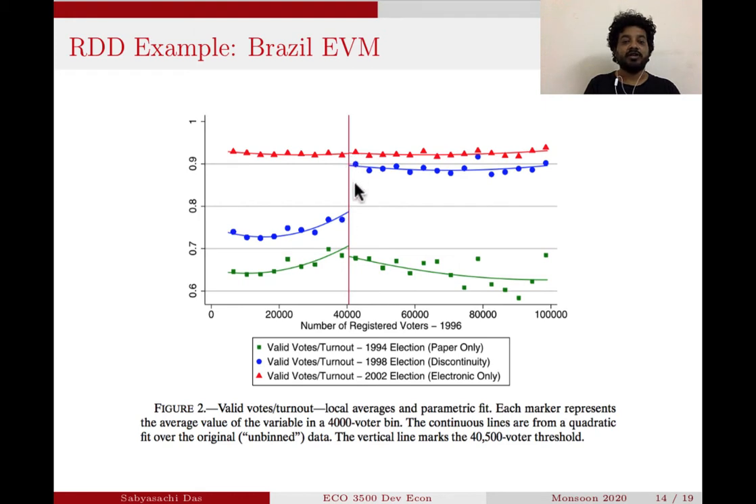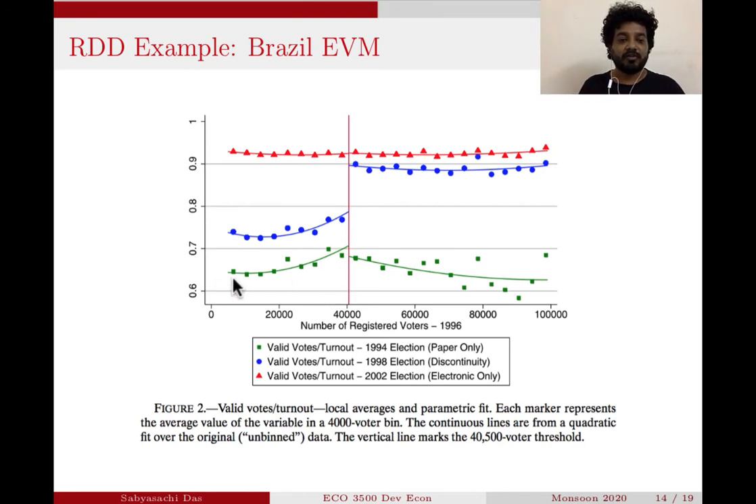This discontinuity in the outcome variable can be attributed to the treatment, which is the EVM in this case. So the EVM increases valid vote percentage from, say, close to 80 to 90. So about, at least, a 10 percentage point increase in valid votes due to EVM.